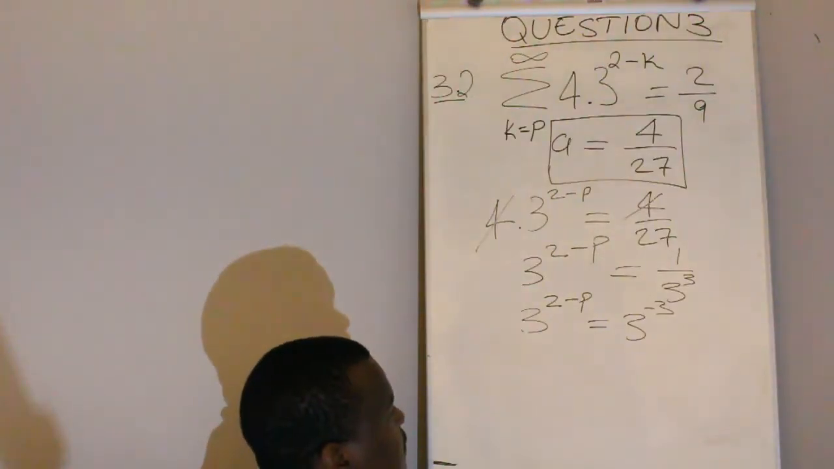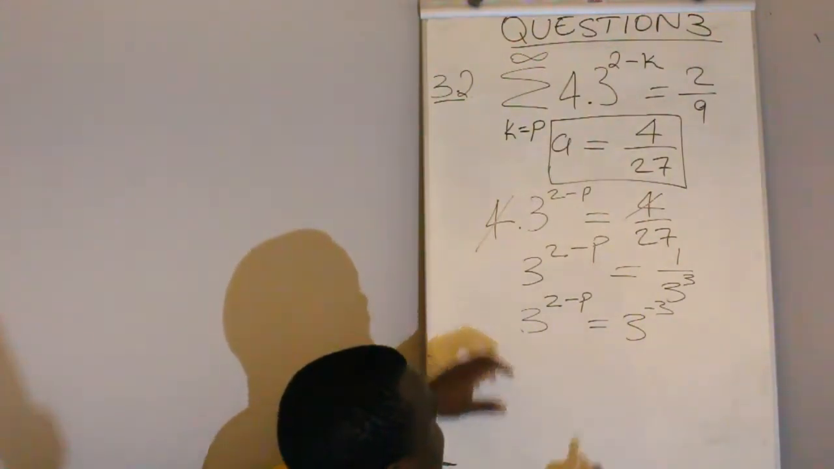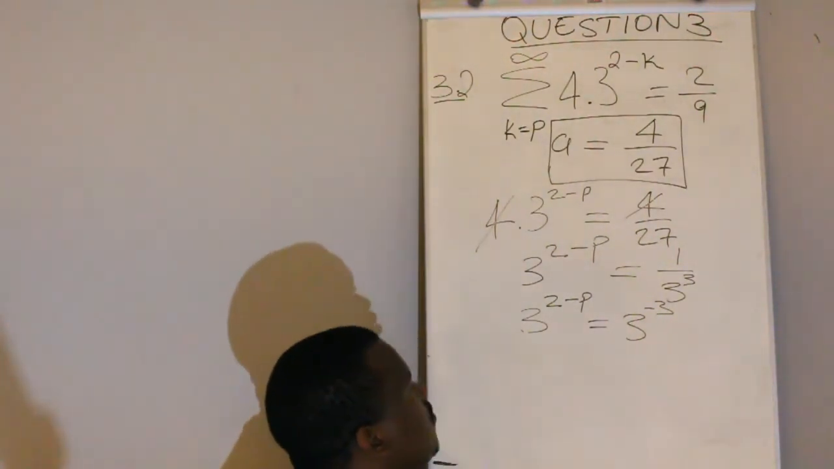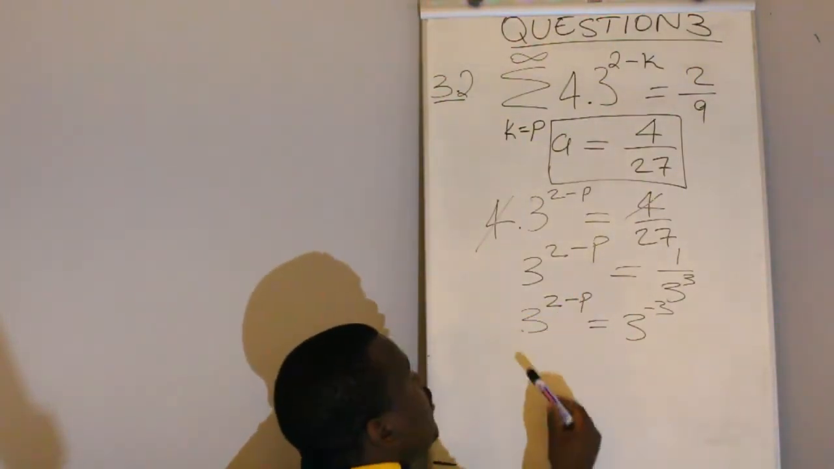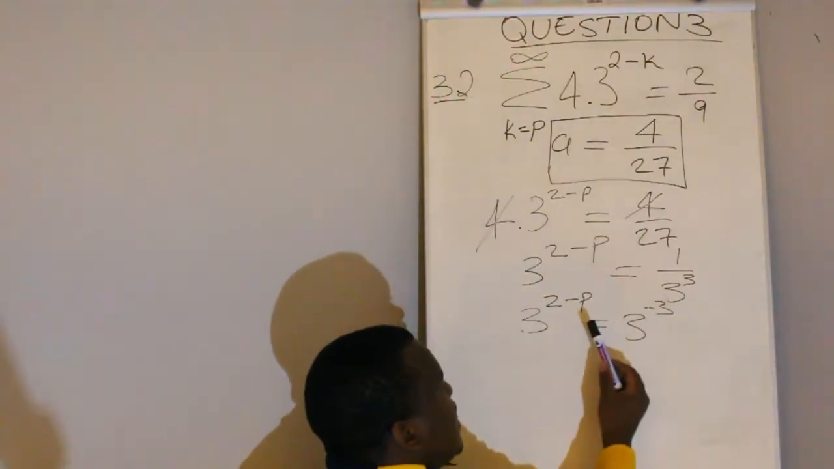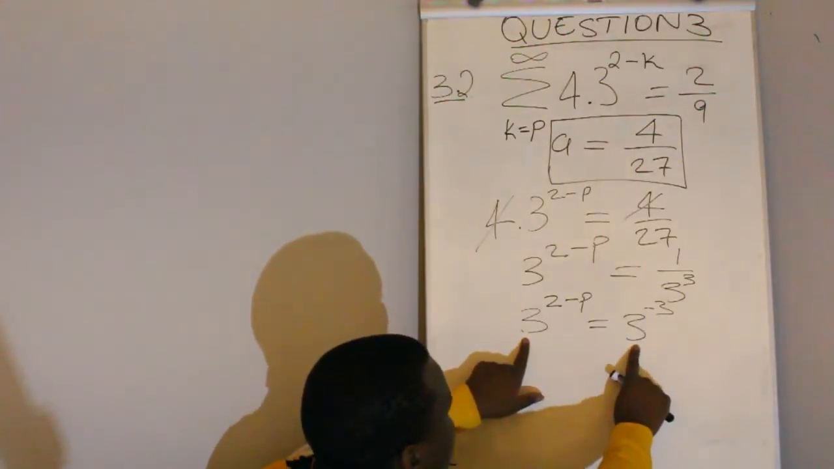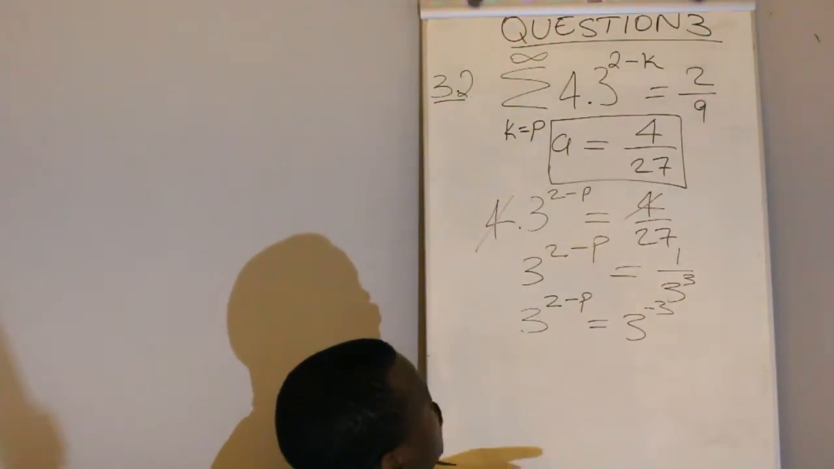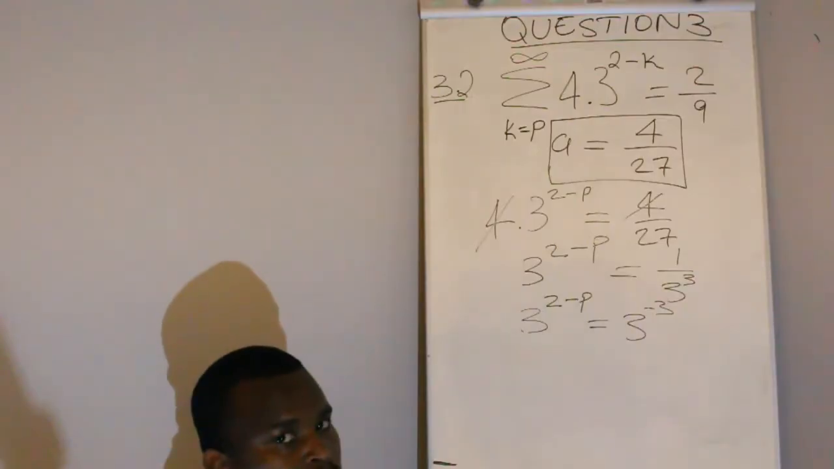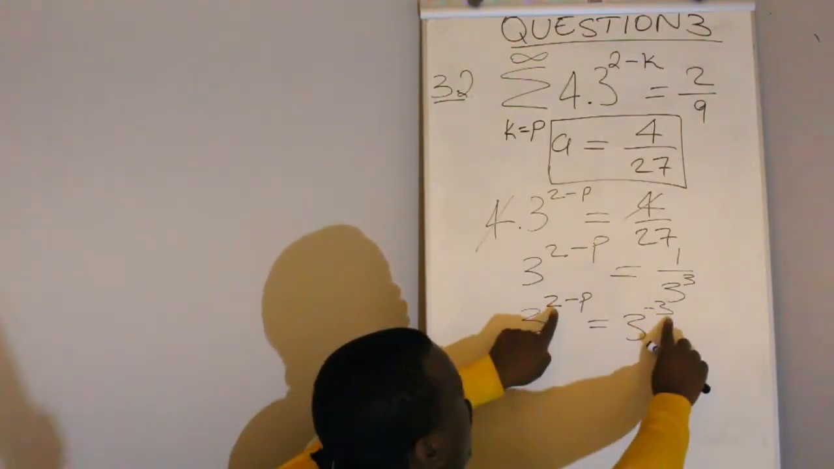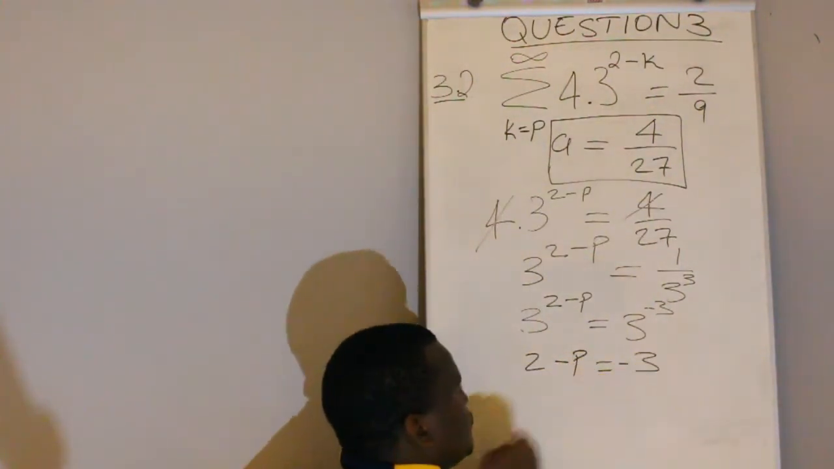I'm not sure if that makes sense. So if you raise 3 by minus 3, and you ask what must you raise this 3 on this side to get the same number as this, you will have to raise it to the same power. So now I know these two numbers are the same. So now I'm going to investigate the value of this p I need to get minus 3. So you equate the exponents, which is 2 minus p is equal to minus 3.